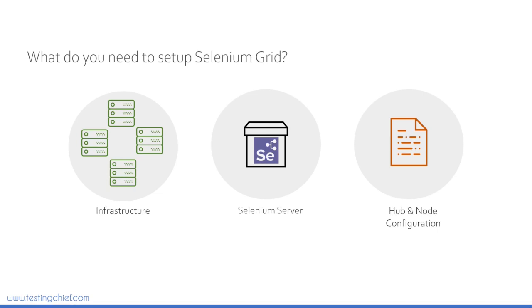Next comes the Selenium server. You can simply download it as a runnable jar from the Selenium website. No installation is required as long as you have your JDK installed in the hub and the nodes. Finally, before you kickstart the grid, configure your hub and the nodes. Example of configuration includes what browser each node contains and how many browser instances that you would like them to run tests at a time.